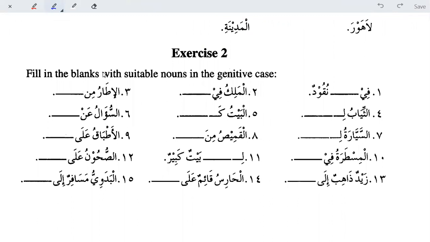Sir, what is the meaning of nukud? Nukud means cash. Fil jayb. Fi makes it majrur. Fil jayb, in the pocket there is cash. Next.